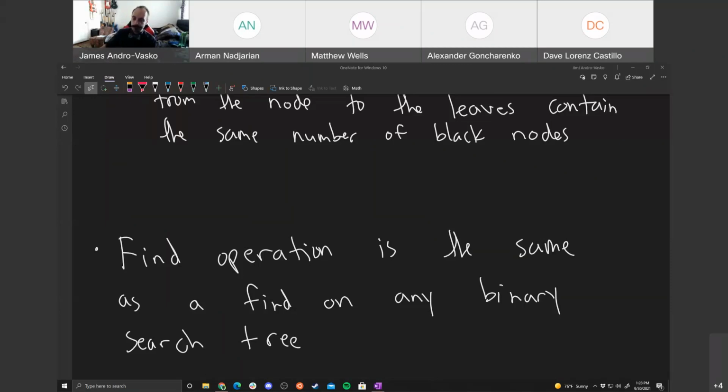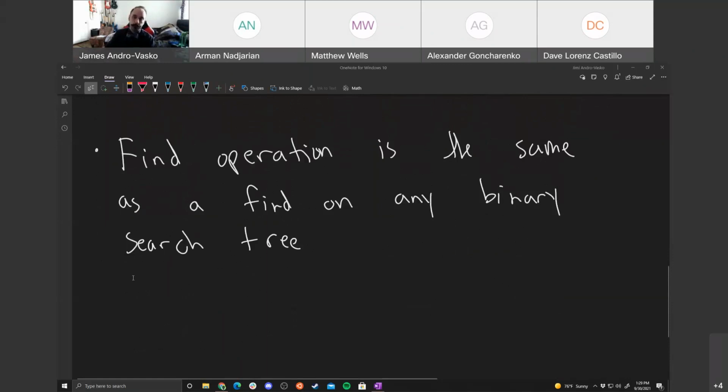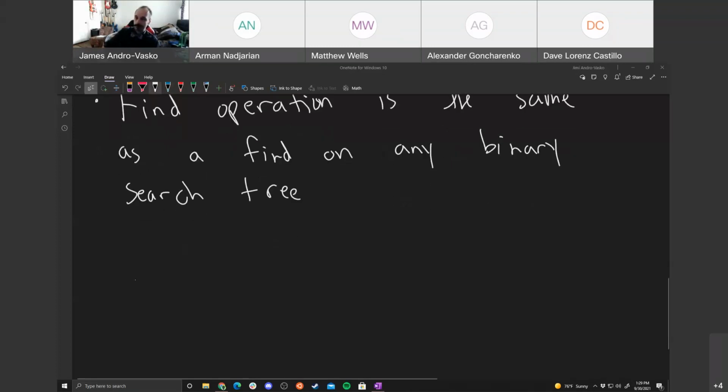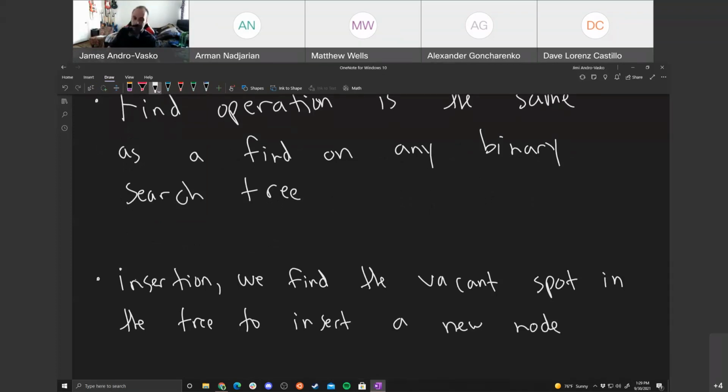Okay, so now the insertion operation. It's going to be the same as a binary search tree insertion: we have to find where in our tree to insert an element. So that part's pretty simple. For insertion, we find a vacant spot in the tree and insert a new node. Now that's the same as always. Once we do that, just like AVL trees, we have to go ahead and fix the problem after we insert.